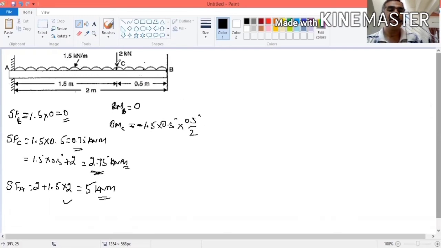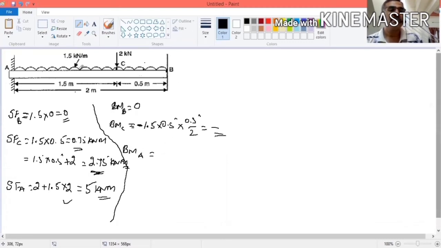So if you consider this force here, bending moment 2 into 0, distance is 0, so that will not come. So this will be the bending moment, minus this value, right? And now the bending moment at A.